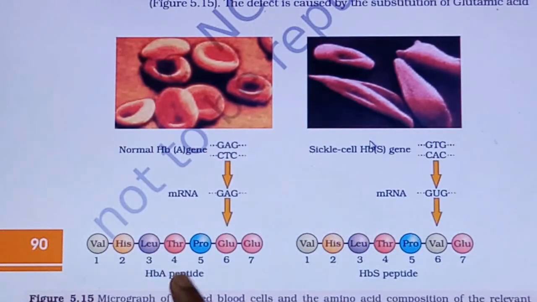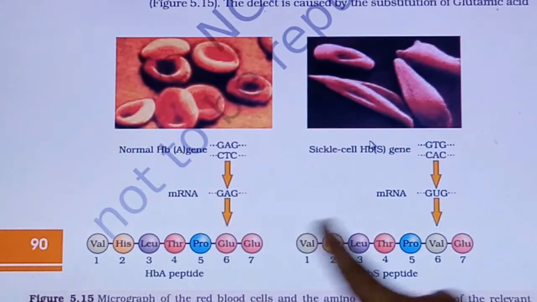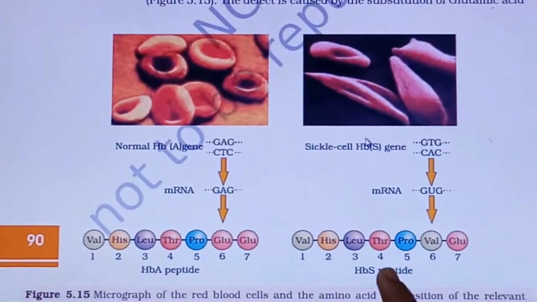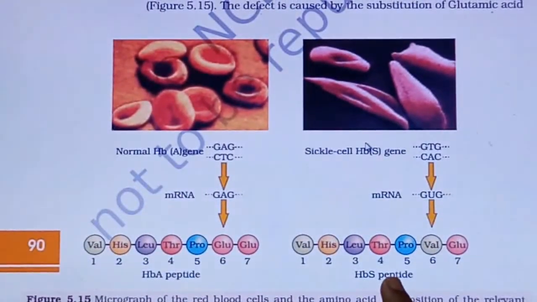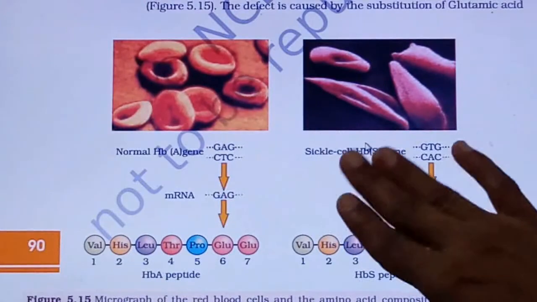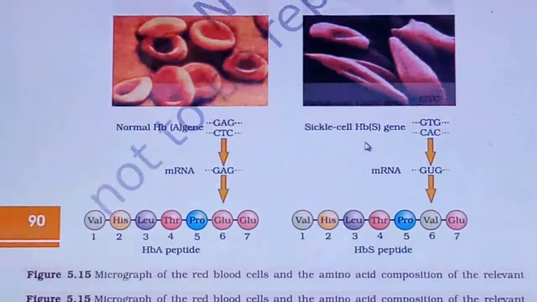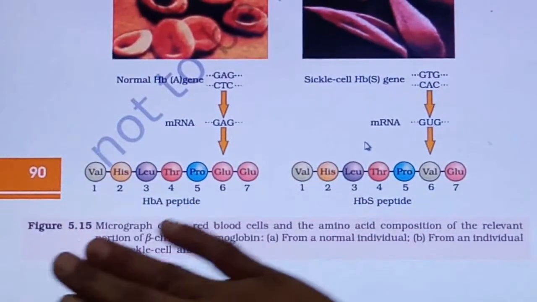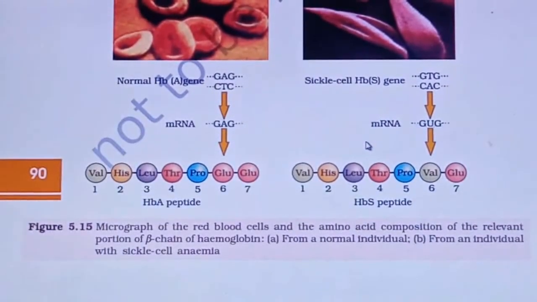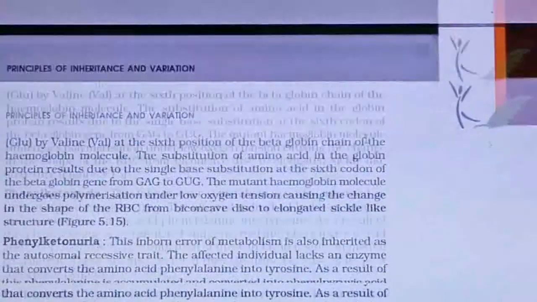Or the question may ask which genotype this diagram indicates, that is the hemoglobin A peptide. And if it is replaced by valine, then this peptide is the HBS peptide, the sickle cell anemia peptide. Based on that, a 1 mark, 2 mark or 3 mark question will be asked. So that is how you have to prepare the point. Now this you will find on page number 90. Now the next page, page number 91.